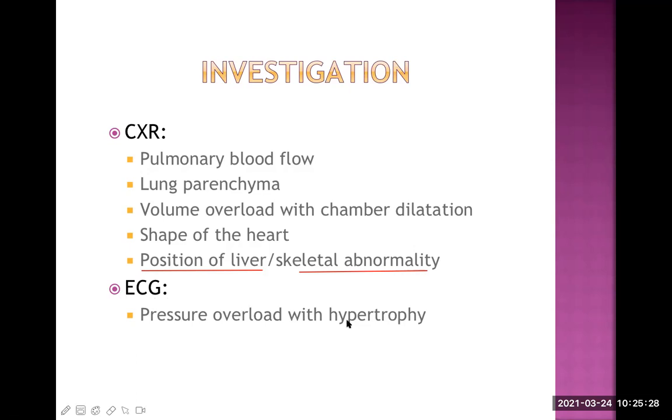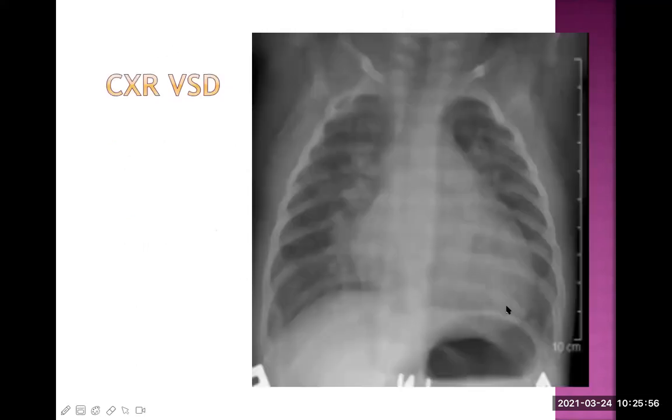Now, another important investigation is ECG. ECG can tell us whether this is a hypertrophic heart or not, especially caused by pressure overload. So there is a concentric type of hypertrophy, and that can show large voltage ECG waves. I mean, they become quite tall, especially the QRS complexes. You must have studied it in medicine. A similar explanation can be given here.